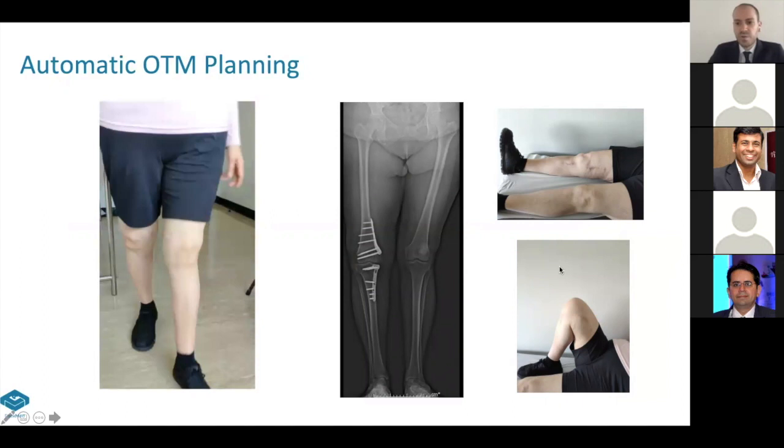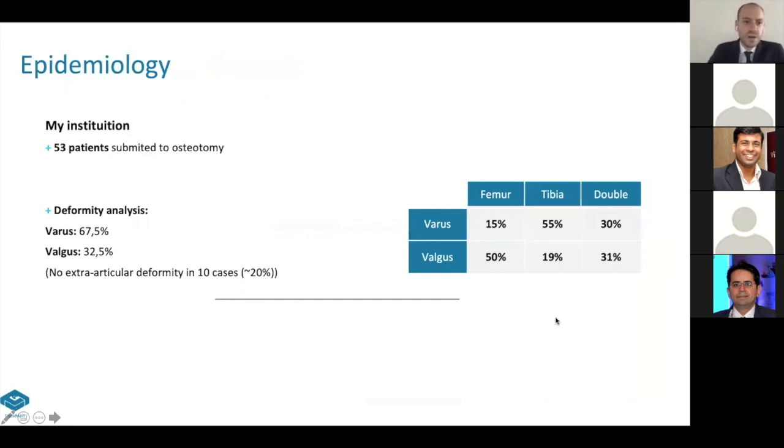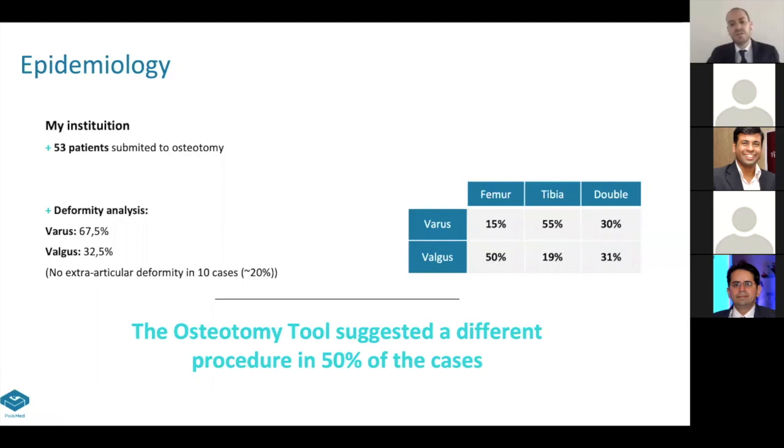So I want to now get back to when I went to my previous institution and analyzed all the osteotomy patients. When running that through the tool, it shows that the osteotomy tool suggests a different procedure in 50% of cases. So this might be cases where the deformity was on both bones and we only corrected one, or cases where there were no extra-articular deformities and we did the osteotomy as well. So the key message is it's very important to plan the osteotomy and do the proper deformity analysis.